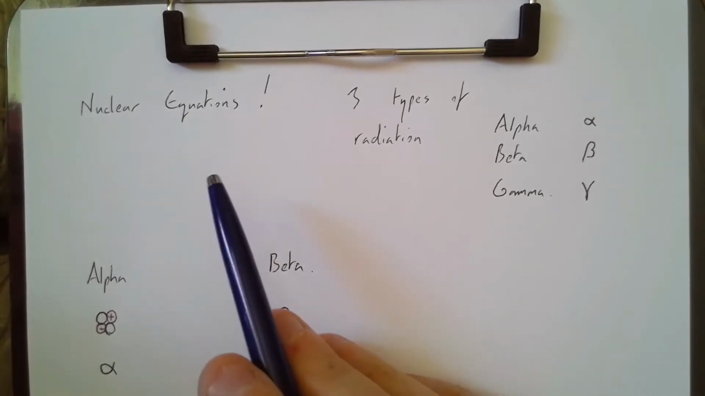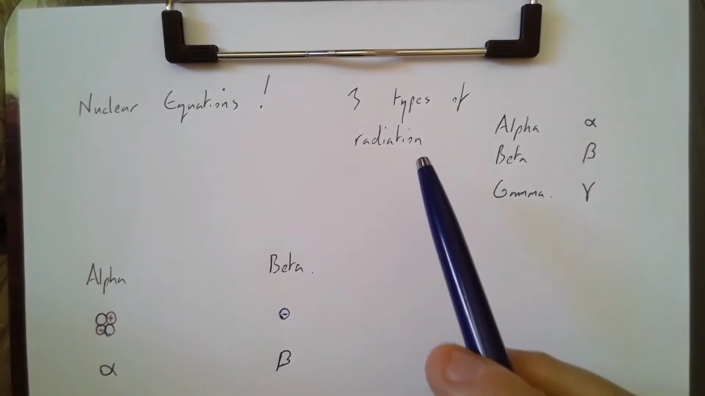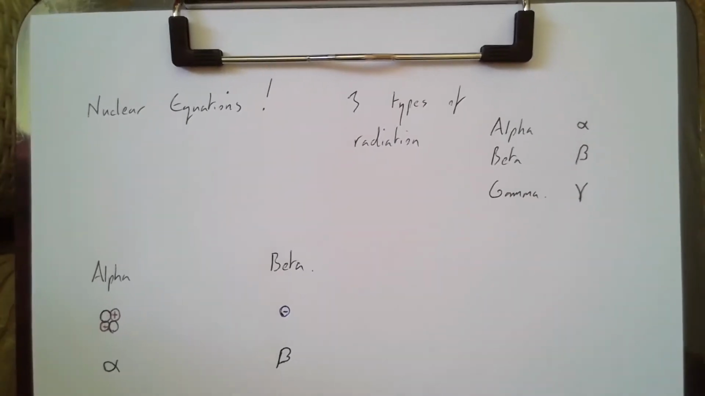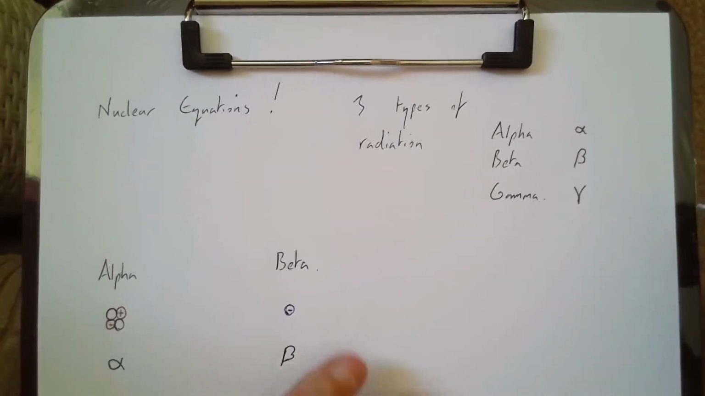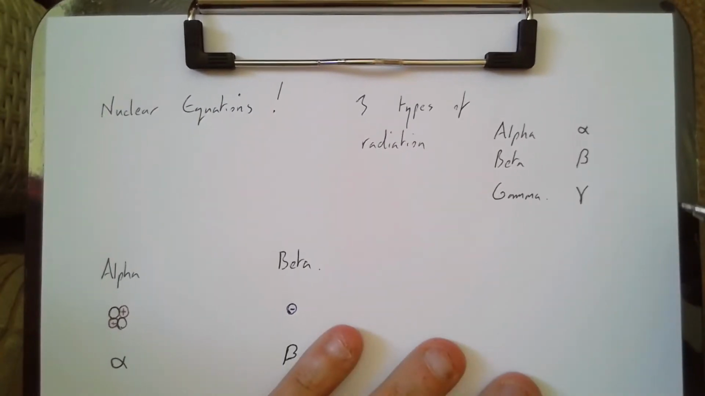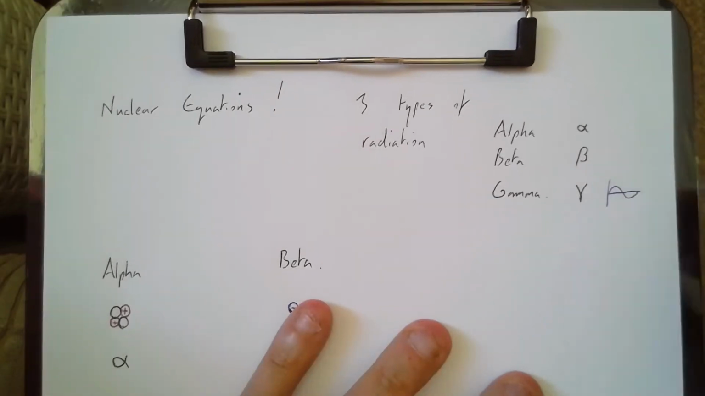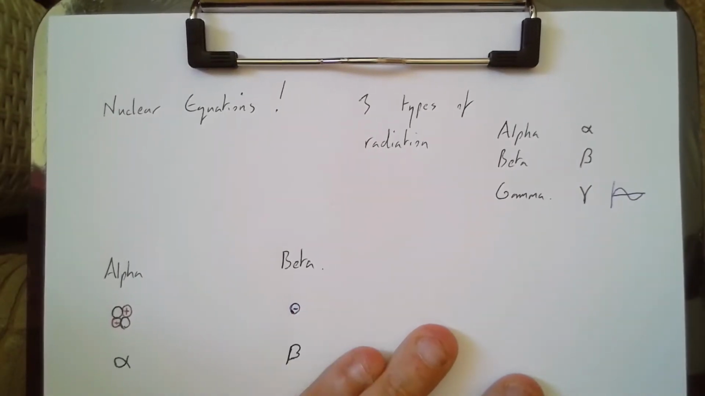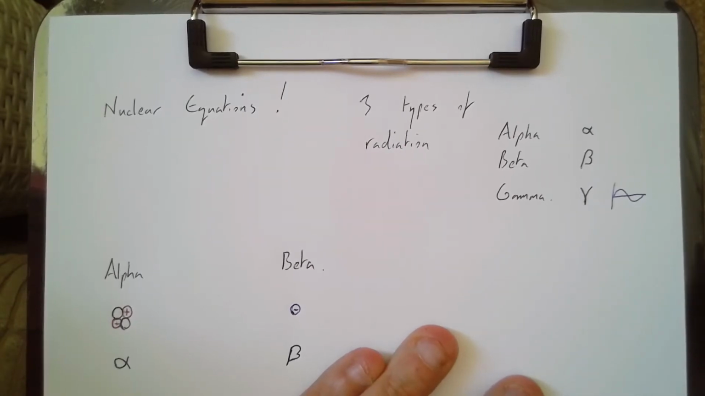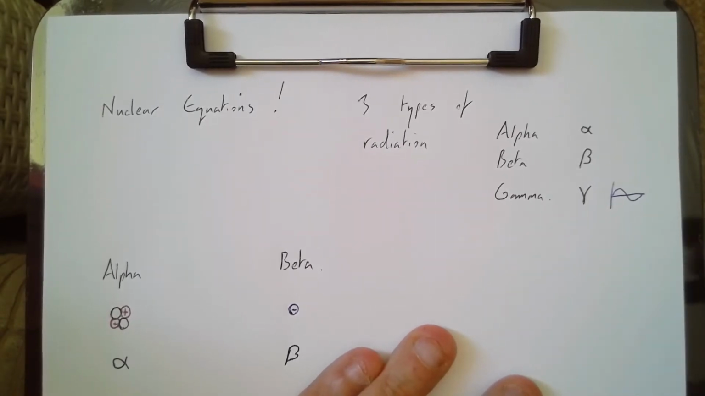So, looking back at previous work, we know that there are three types of radiation. You have alpha, you have beta, and you have gamma. Now, gamma radiation we don't need to worry about for this. Gamma radiation is an electromagnetic wave. It is not a particle, so it is not something we need to worry about for balancing these nuclear equations.